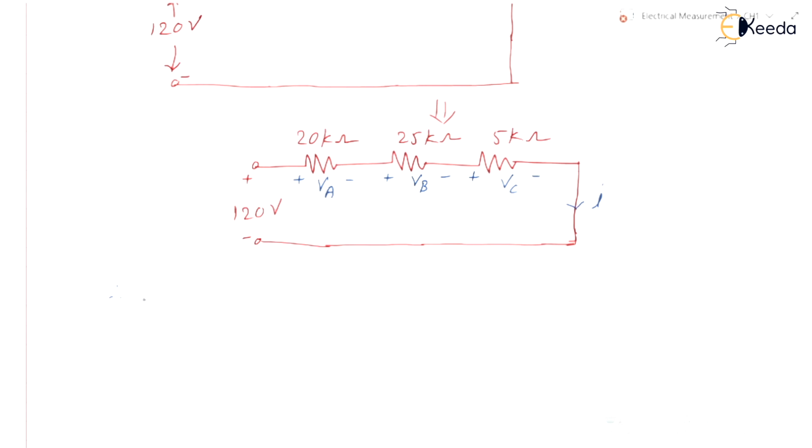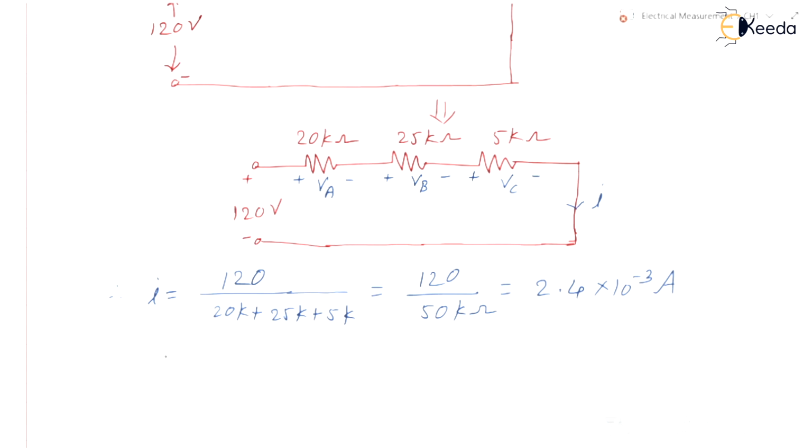Yes, we can find. So therefore, current I is equal to total voltage 120 divided by addition of the three resistors, 20k plus 25k plus 5k. Okay, so if you check, it is 120 upon 50k, so it is equal to 120 upon 50,000. It is 2.4 milliampere, 2.4 into 10 to the power minus 3 ampere. This is the current in the circuit.